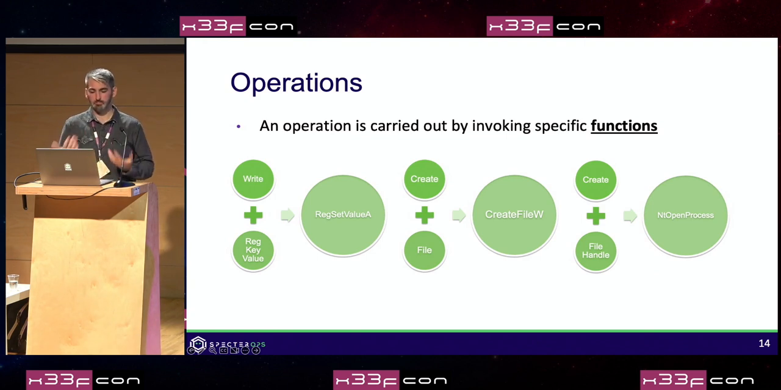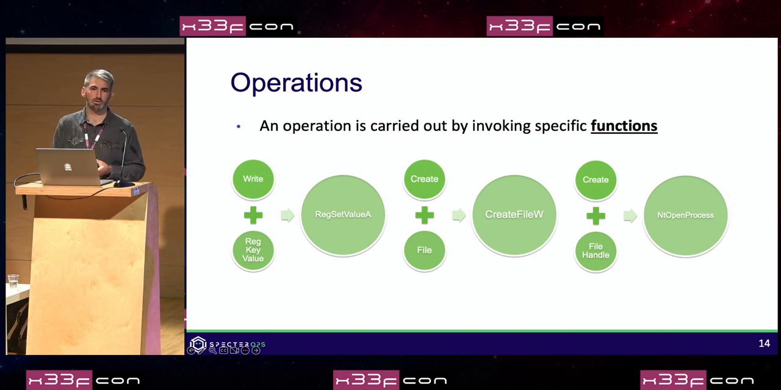And an operation is carried out by invoking some specific function, but there's rarely only one functional path to carry out a given operation. So these are just a couple of very obvious, off the top of the head examples. We can call reg set value A to write a registry key value. We can create a file, create file W. We can open a handle to a process with calls like nt-open process.